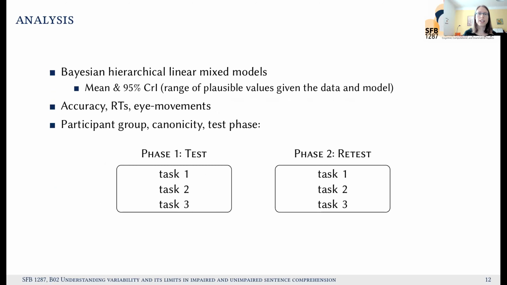We use Bayesian hierarchical linear mixed models to analyze our data, and in the upcoming slides, I'm going to show you the mean and the 95% credible interval of the estimated effects. The 95% credible interval is the range of plausible values given the data and the model that you used. I will show you results for the dependent variables accuracy, response times, and eye movements, and the independent variables were participant group, canonicity, and test phase. And for the predictor test phase, we pooled the data of the 3 tasks.